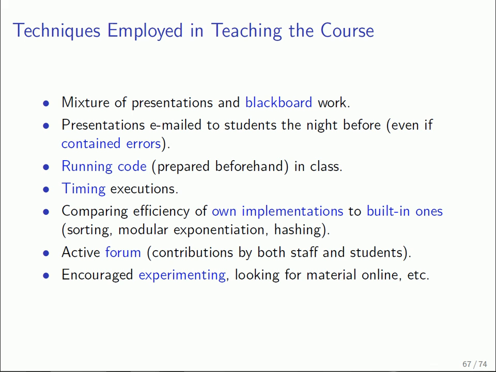Timing, I think, is very important. You really run things and you see how long they take. We compared the efficiency of our own implementation or student implementations, or we do sorting, merge sort or quick sort, and see that okay, all of them are O of n log n, but how efficient they really are. We encourage them to experiment, and we also say that part of experimenting is making errors.